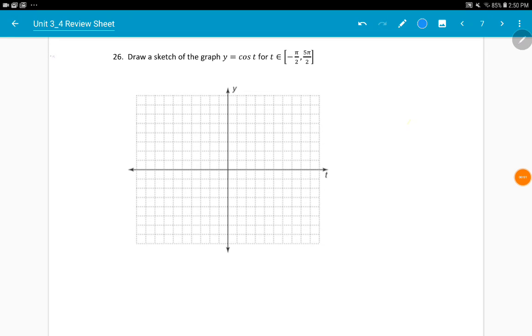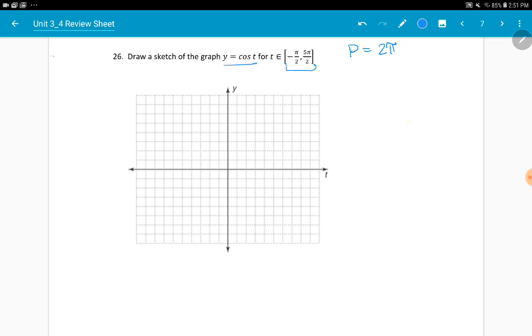On the Unit 3 review, we're going to draw a sketch of this graph, which is the parent graph for cosine. I know the period for that graph is 2 pi, since b is 1. But the tricky part is graphing that interval. I need to go a little bit past 2 pi in the right direction. 5 pi over 2 is like 2.5 pi's. And to the left I need to go just to pi over 2.